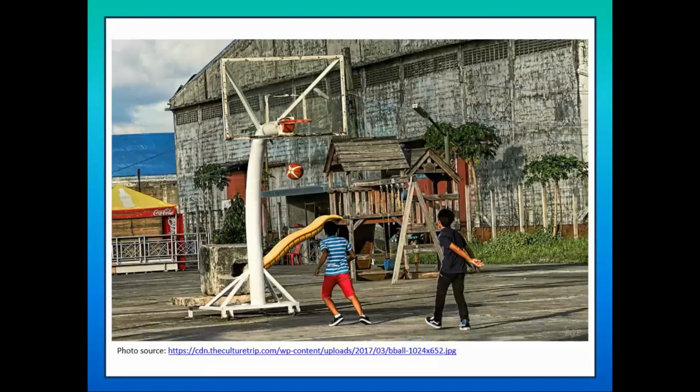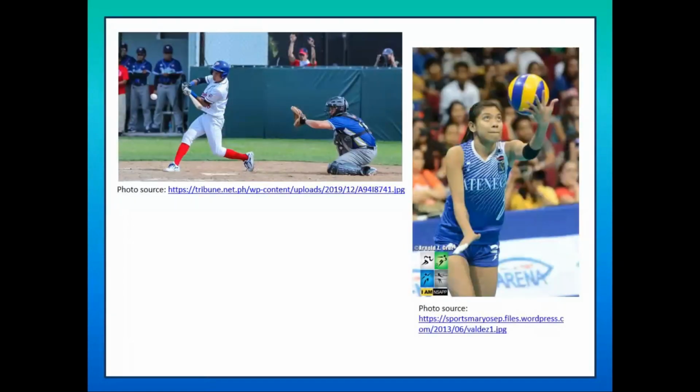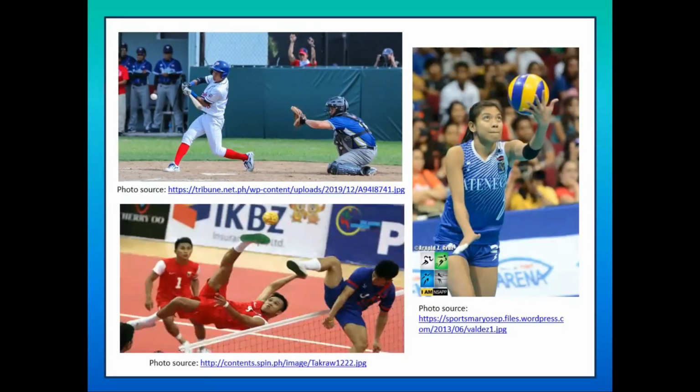Are you a basketball player? Or do you love watching basketball games? Many games you play or learn in your MAPE subjects, like baseball, volleyball, and sepak takraw, involve flying objects or balls. The curved path that the ball or object follows in mid-air is a projectile.